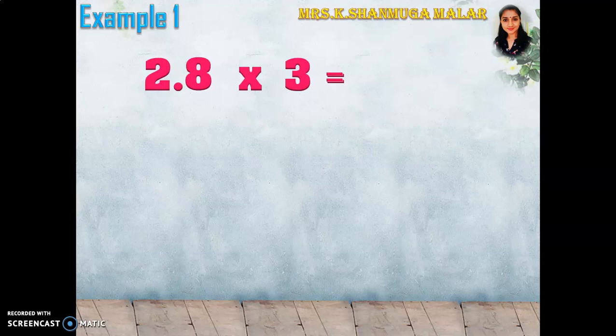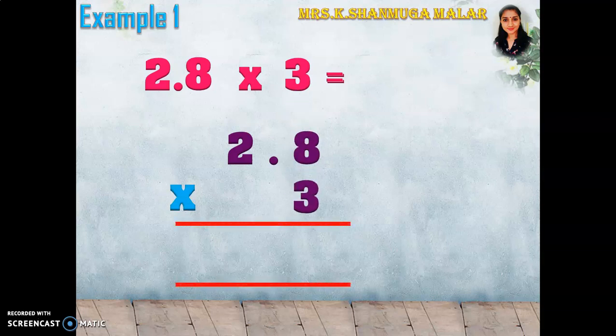2.8 times 3. The first step in this multiplication of decimals is we must write the number sentence in a vertical form. 2.8 times 3. Students, if you look at the addition and subtraction of decimals, we will place the decimal first. But in multiplication, we should not do like that. So, we must times the number first.